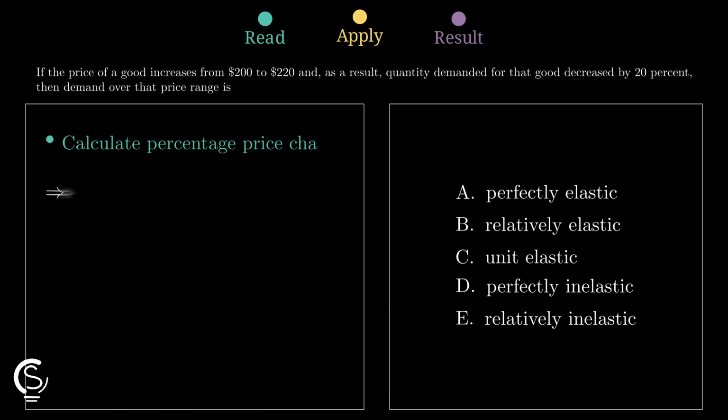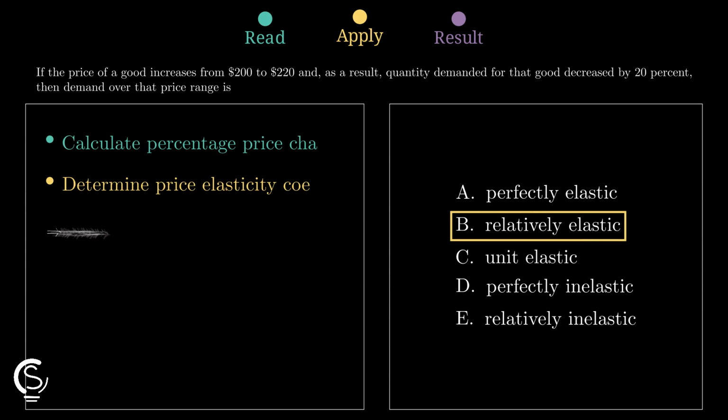Since the coefficient of 2 is greater than 1, demand is relatively elastic. Option B is the correct answer. You crushed this economics problem.